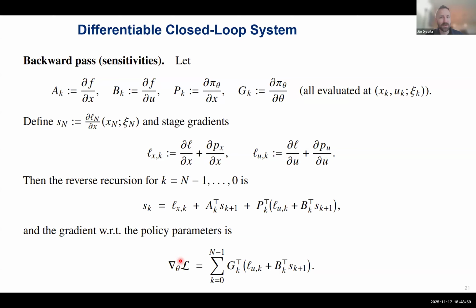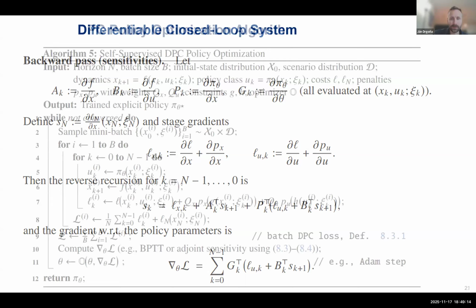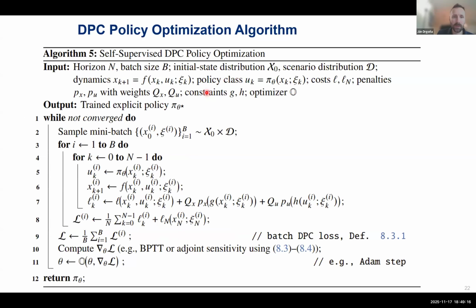And because everything is differentiable, everything is trainable in principle. Now I'm showing how to train this control policy, but you can tune jointly policy and system dynamics models, or you can learn constraints from data. There are a lot of extensions that are being allowed in differentiable programming.